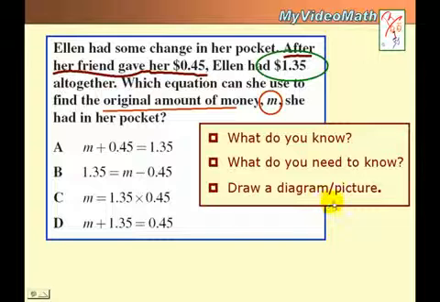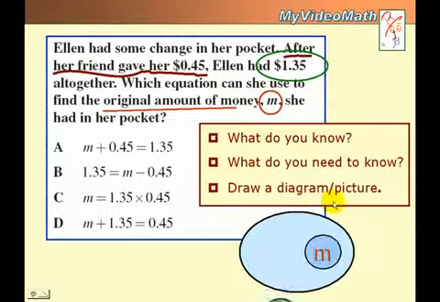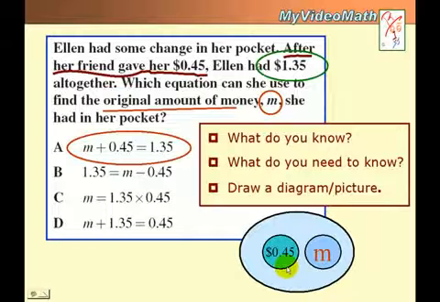Let's draw a diagram to help us understand this. M in her pocket and her friend gave her 45 cents. Together, they have $1.35. She had $1.35. So together means add them together. M plus 45 cents equals $1.35.